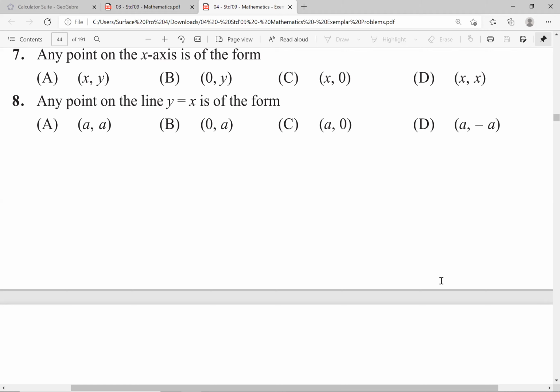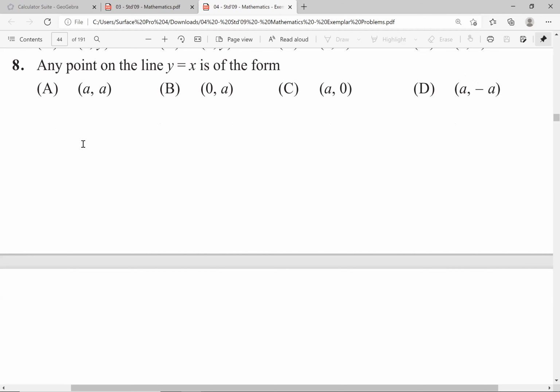Acha, Hamna, look at option number D, and can you tell me what will be the equation for a line on which every point is of this form? What will be the equation for a line on which every point is of this form? Ma'am, x plus y is equal to 0. Very good. Excellent.